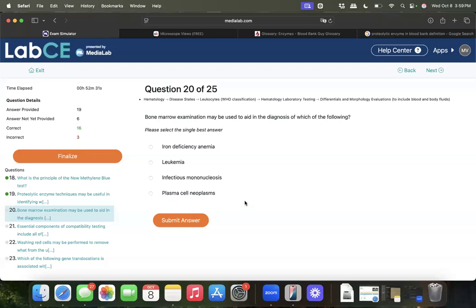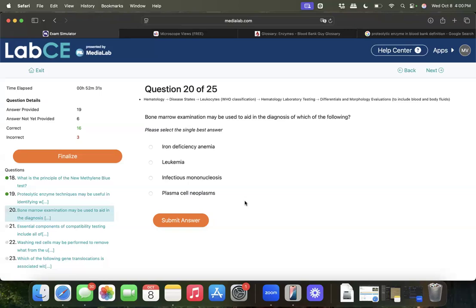Bone marrow examination may be used to aid in the diagnosis of which of the following? A, iron deficiency anemia, B, leukemia, C, infectious mononucleosis, or D, plasma cell neoplasms. So would you go as far as doing a bone marrow biopsy on someone with iron deficiency anemia? Absolutely not. Why would I need to do that when I can do ferritin, TIBC, transferrin, iron, a CBC, retic count? I don't need to do a bone marrow biopsy.